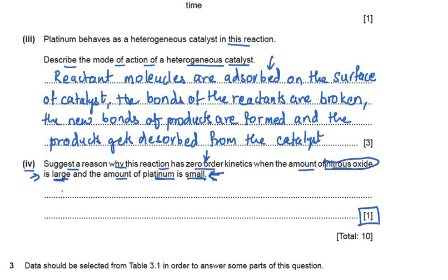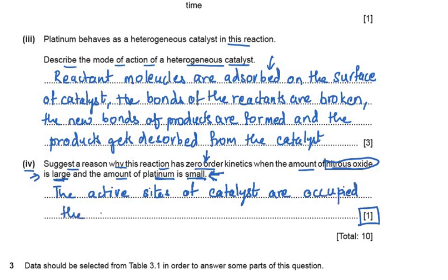So for 1 mark, it says that in these conditions, the active sites of the catalyst are occupied by the reactants, and so the reaction is zero order. That is the one sentence which we can summarize for the whole process.